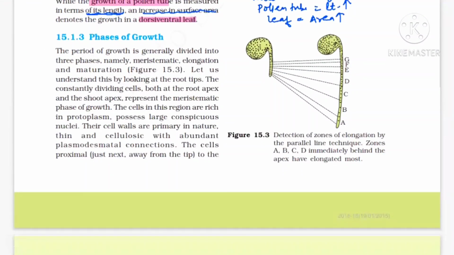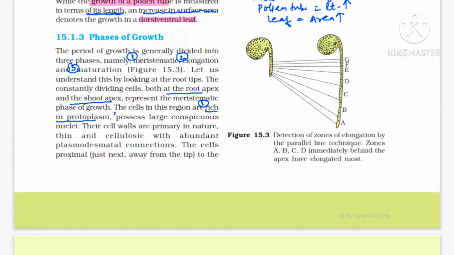First of all, there are three main phases of growth. Number one is meristematic, number two is elongation, and number three is maturation. You have to remember the root apical meristem which you have studied in the morphology of flowering plants. Meristematic tissues are present at the root apex and the shoot apex, and the cells of this region are rich in protoplasm.